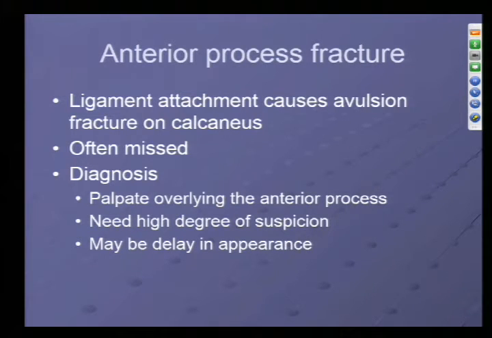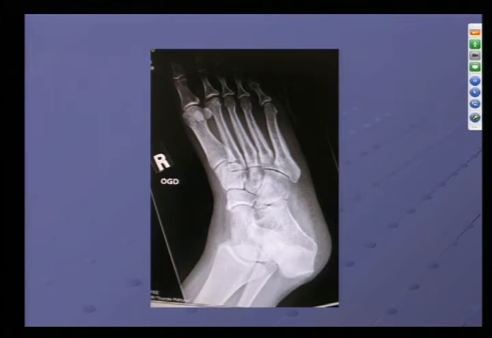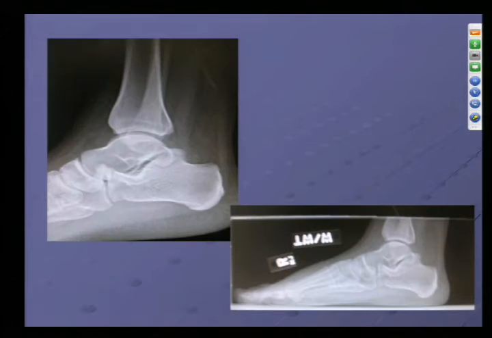And so you want to really palpate in that area, and you need that high degree of suspicion, that inversion type injury. There may be a delay in appearance if it shows up on x-ray. Sometimes it does not. The area right here, and again, it's subtle, but it's this line coming right through here. And that's on this oblique foot film is a lot of times where you're going to see it. You can sometimes see it on the lateral view as well. But these often need the casting and non weight bearing, or they really are very slow to heal.